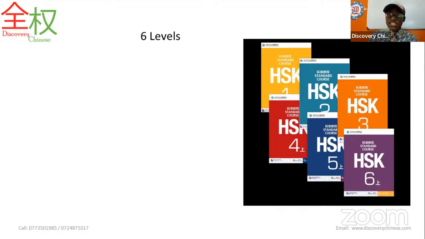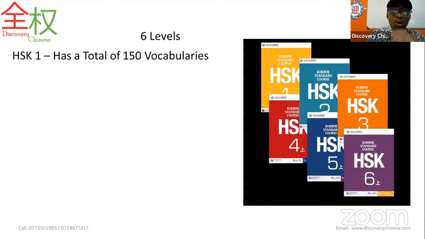So Chinese as at right now has 6 levels. When I ask you, which level are you in? You'll go from level 1, level 2, level 3, all the way up to level 6. If you're a complete beginner, the first 2 levels they call the beginner levels. They divide it into 3: beginner, intermediate, and advanced. So the beginner level, of course, is level 1 and level 2.